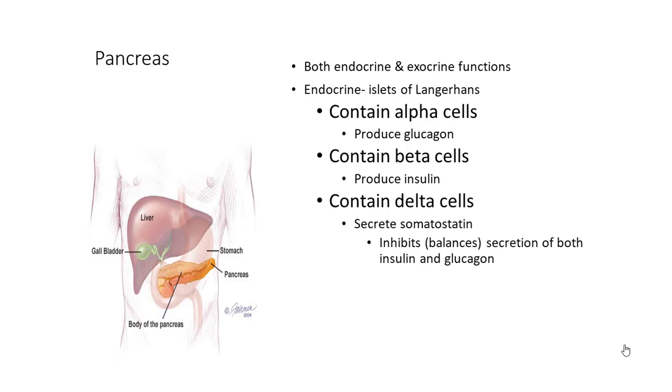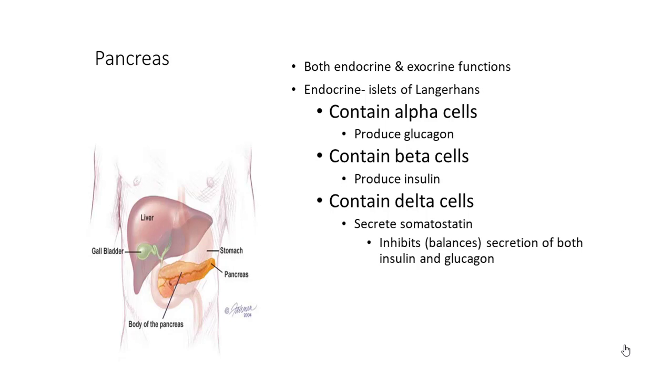All right. So we'll start back in with the pancreas. The pancreas is both an endocrine gland and an exocrine gland. There's different cells that make up the pancreas. In the endocrine portion or function of the pancreas, there's alpha cells, beta cells, and delta cells.